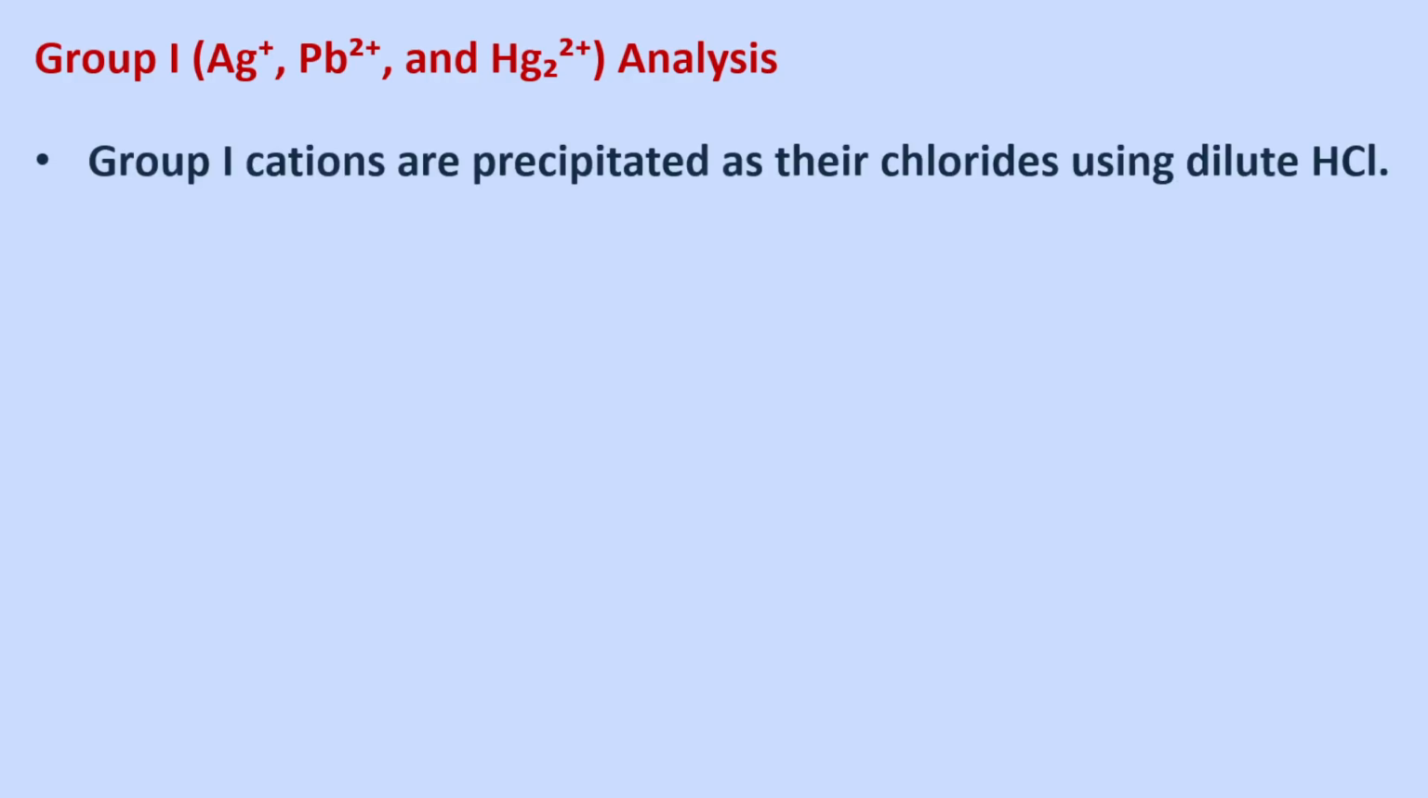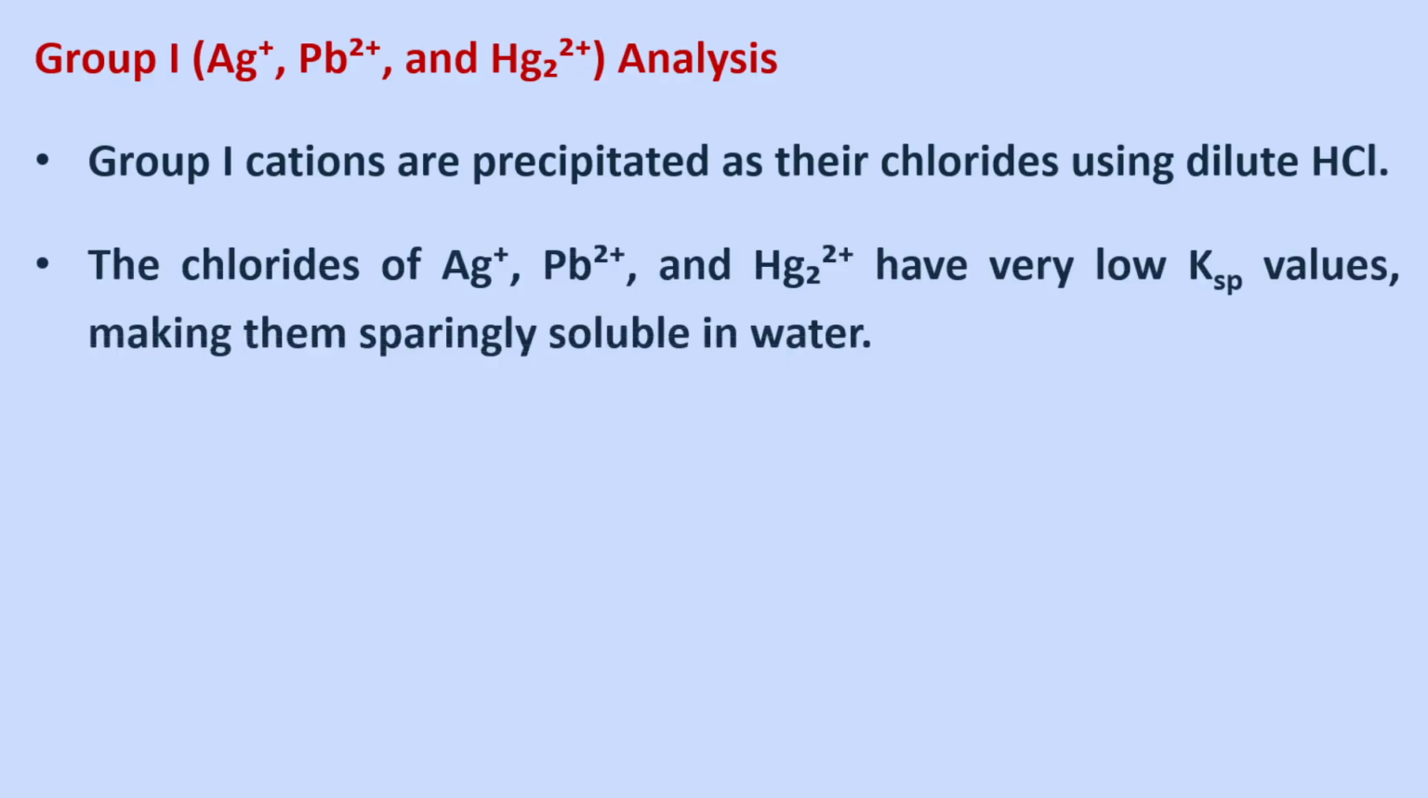Let us begin with the group 1 cation analysis, which includes silver, lead and mercury. In this group, we add dilute HCl to the solution. This causes the cations to form insoluble chlorides, silver chloride, lead chloride and mercury chloride, which precipitate out as white solid. Now, why do they precipitate?